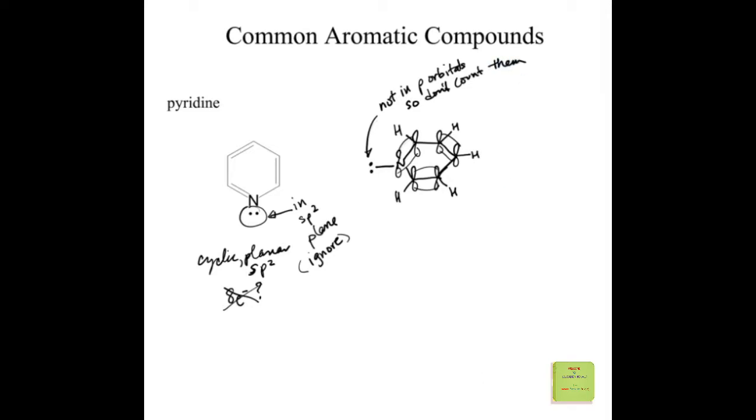We don't count them. We don't include that in our electron count. So Huckel's rule is going to involve making sure we know which electrons we're including to see if we fit our 4n+2 rule.